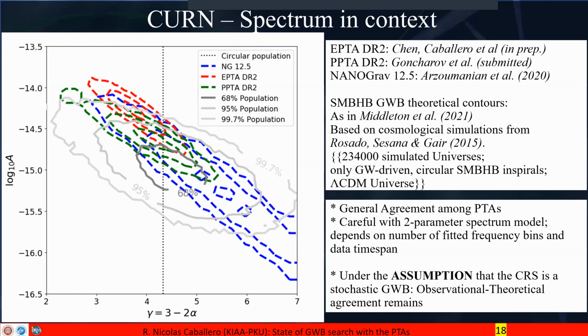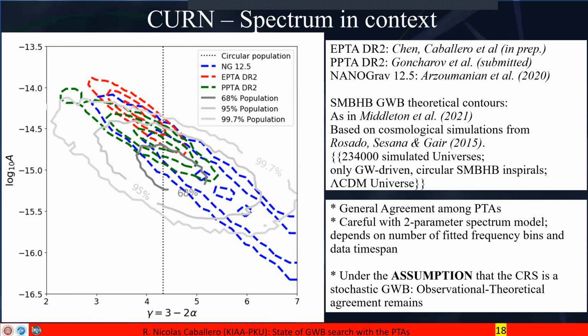And to finish off, I want to put this result in some context. Similar results have come out from our colleagues in NANOGrav and the PPTA. In red here, in this diagram of log A versus gamma, you see our results. We show the 1, 2, and 3 sigma contours. And in blue, you see the NANOGrav result, which has already been published, and the PPTA result in green, which is already submitted. Our result is about to be submitted in a couple of weeks.